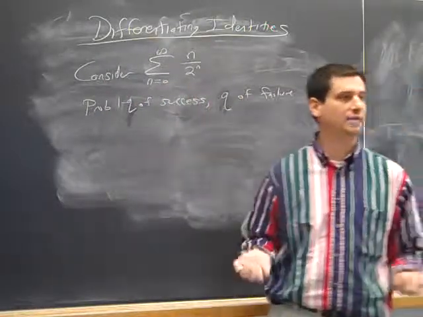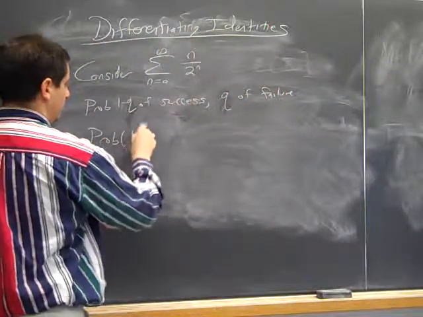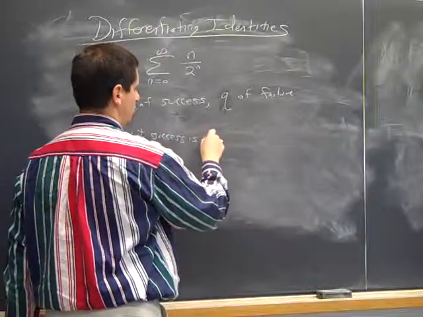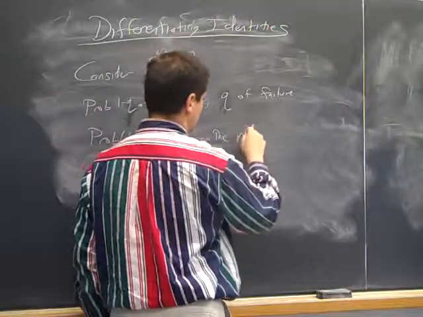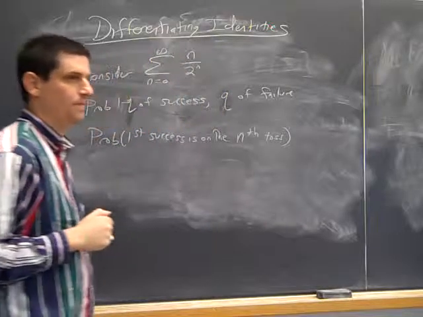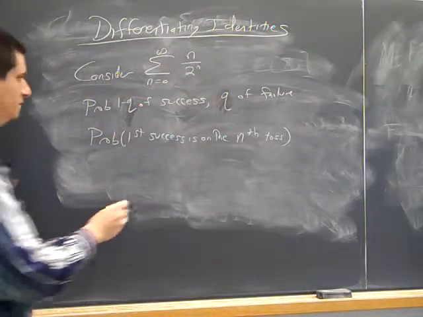Think of it as waiting in line for something. So what's the probability the first success is on the nth toss? What would that be?